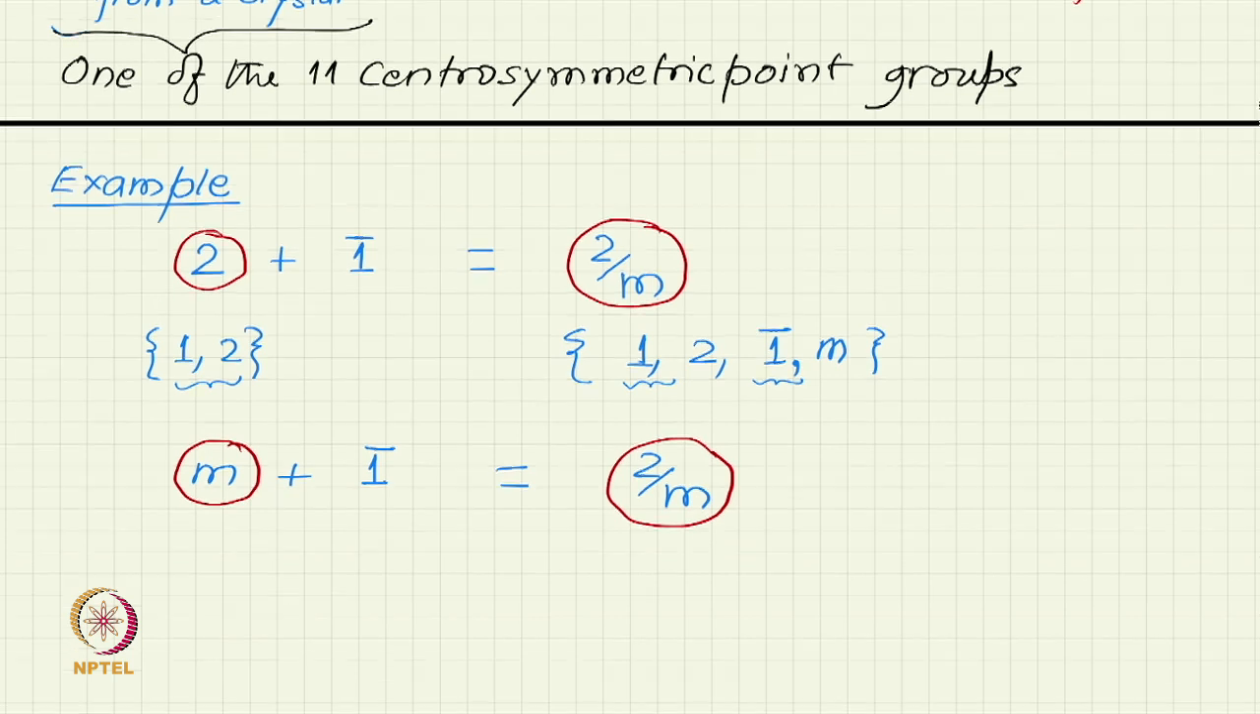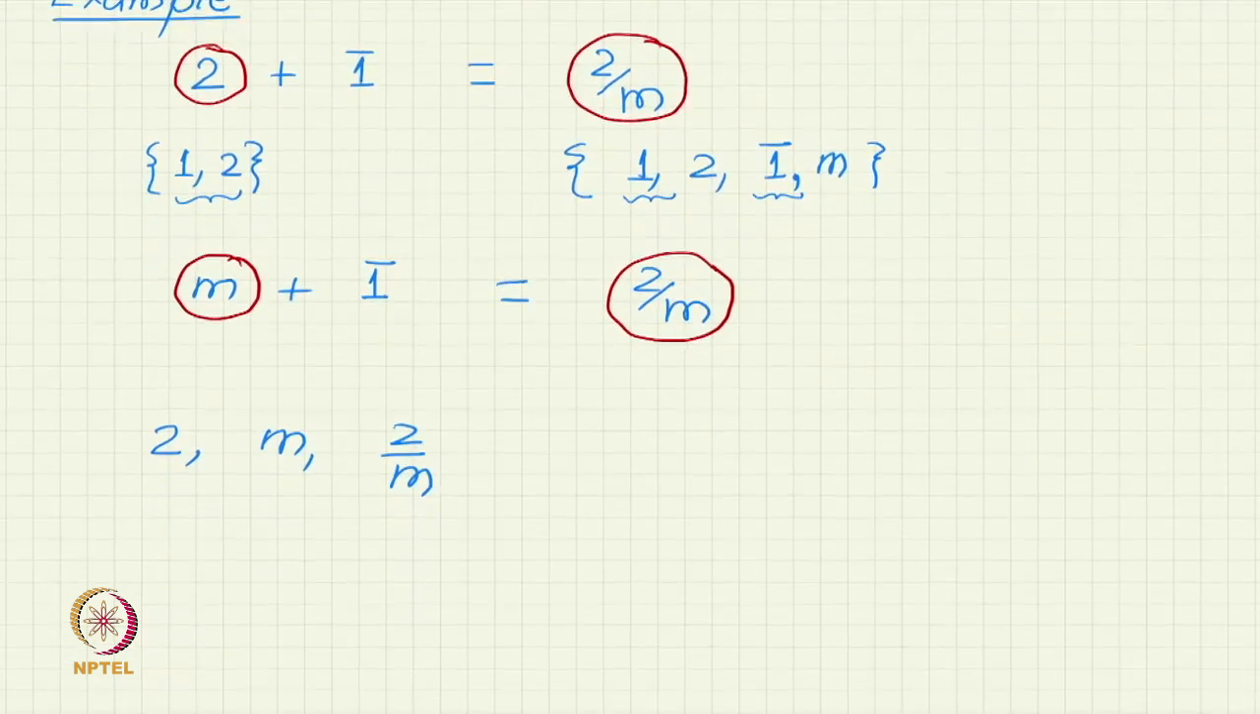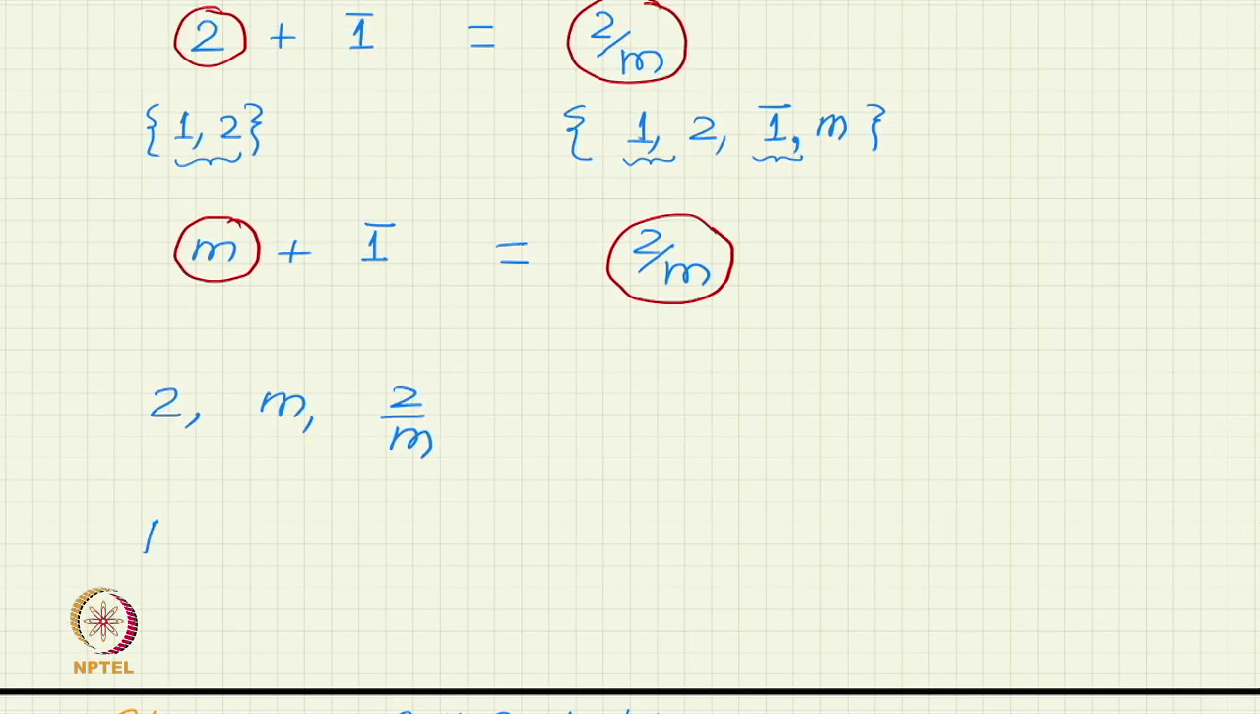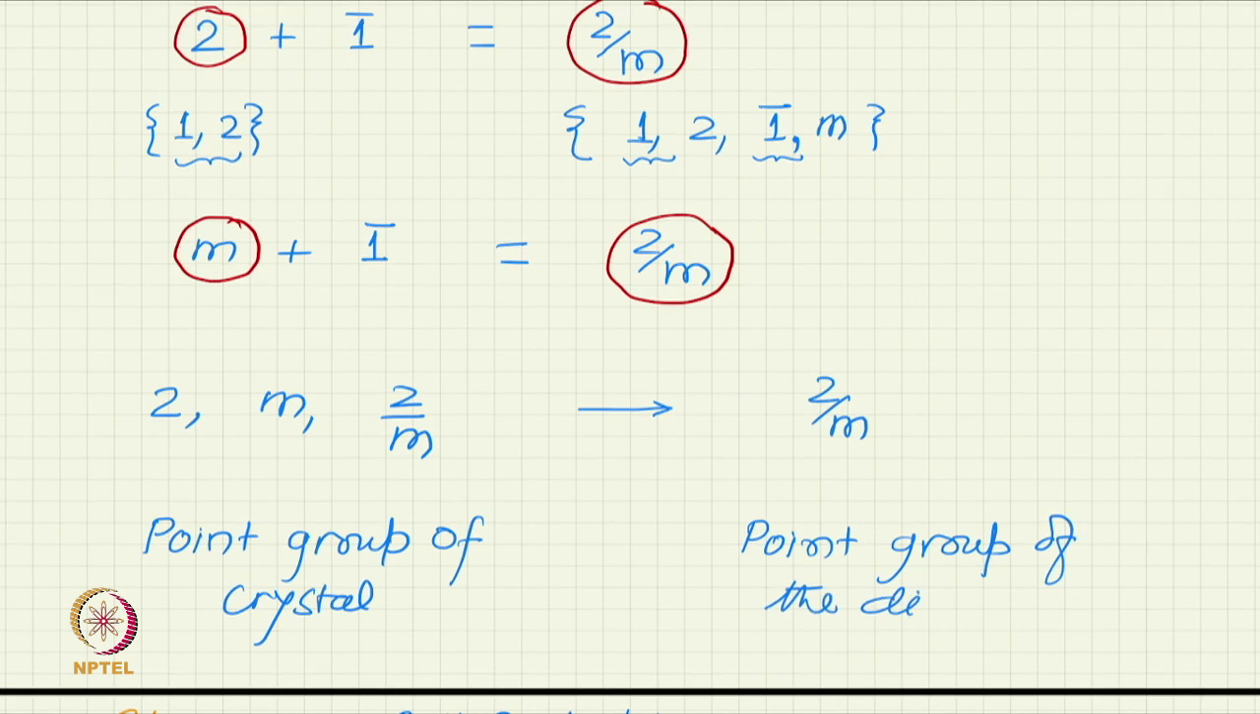So, the point groups 2, m and 2 by m, all of them, whatever the point group of the crystal, will give you a diffraction symmetry which is 2 by m. So, by a simple diffraction experiment, we will not be able to distinguish between these 3 point groups. We will always get the symmetry 2 by m.